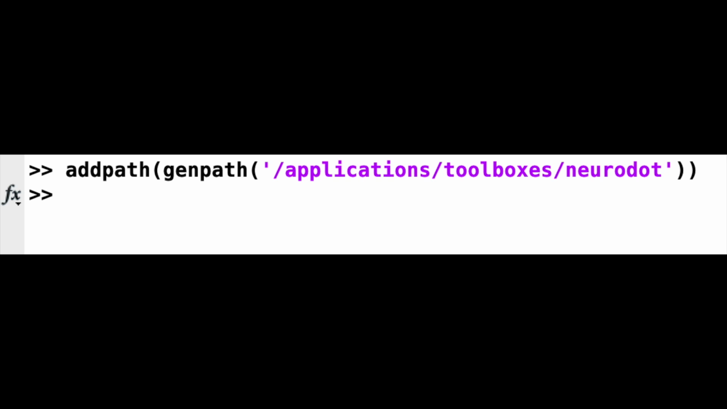If setting up NeuroDOT on a shared machine, you may need to set permissions on this directory so that all users have access. The path addition created by the addpath command will only persist for the current MATLAB session. You can make the addition permanent by using the savepath command.